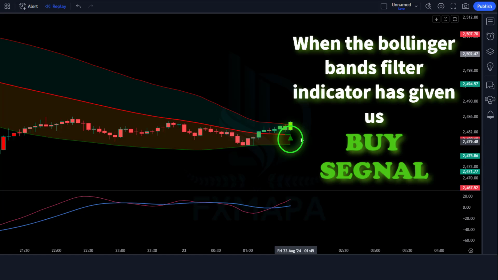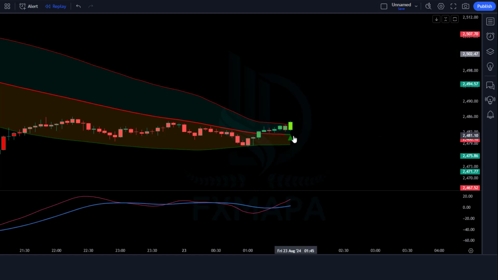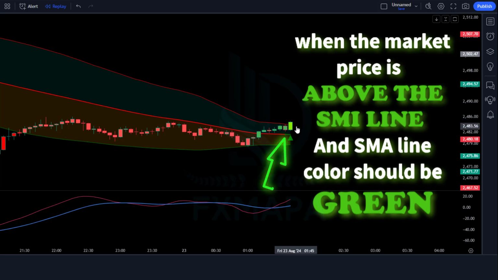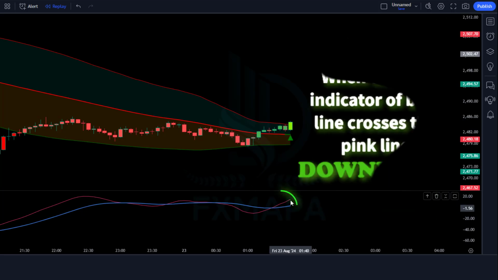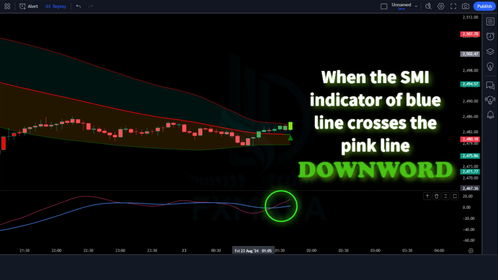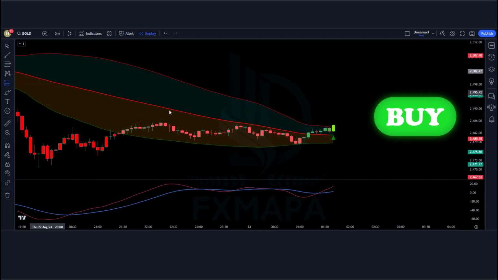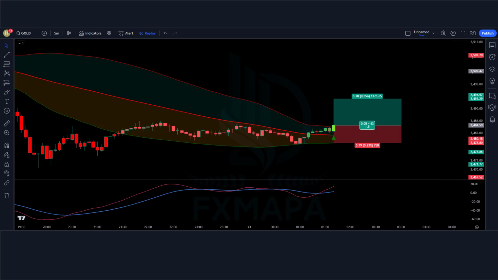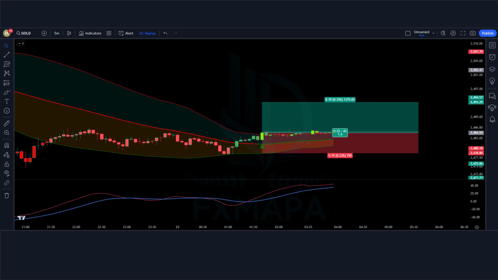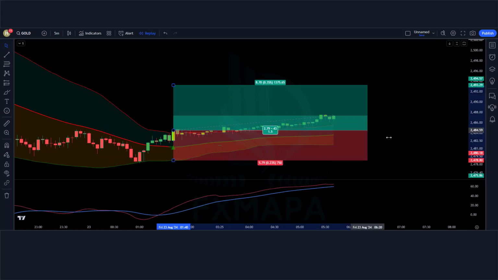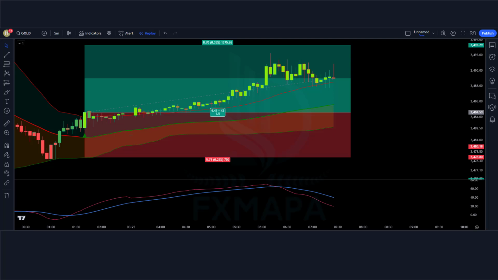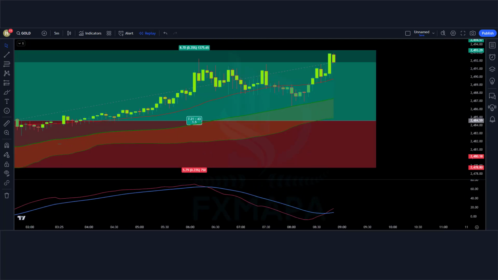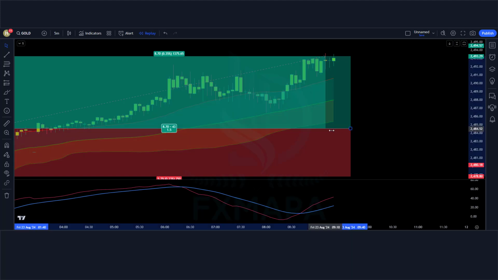When the Bollinger Bands filter indicator has given us a buy signal, when the market price is above the SMA line and the SMA line color should be green, and when the blue line of the SMI indicator crosses the pink line downwards, if this condition is fulfilled, then we will place a buy order. Our stop loss will be placed at the lower band of the Bollinger Bands filter indicator. And the risk to reward ratio will be 1:1.5. The market has completely hit the target.